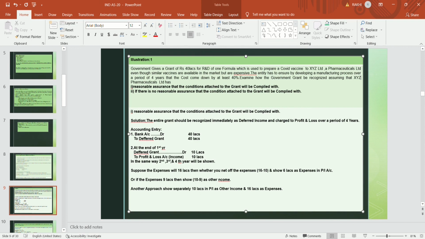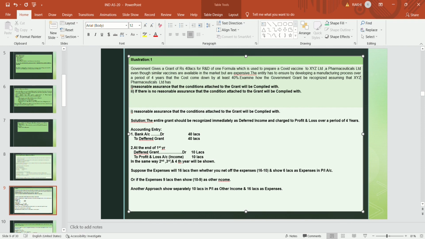The entire grant should be recognized immediately. As and when the company receives the grant, it will recognize it immediately as deferred income and charge it to profit and loss over a period of 4 years. So what was the accounting treatment? The bank account is debited with whatever 40 lakhs the company received, and the credit will be the government grant.